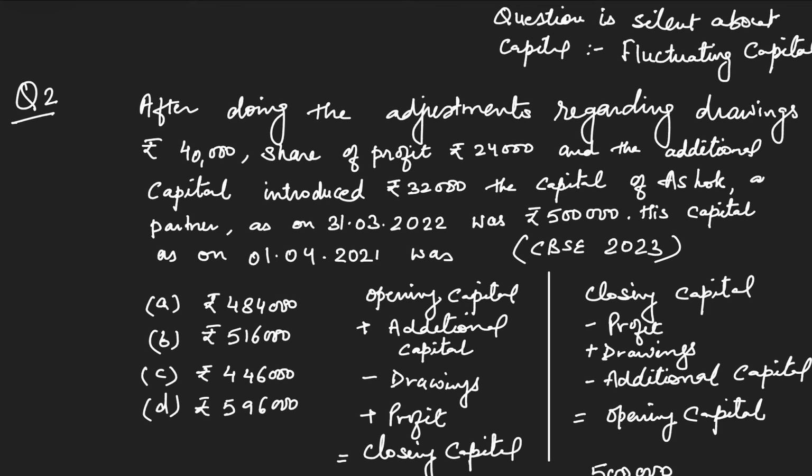So before moving on to calculate the opening capital, let's understand that whenever the opening capital is given in the question, we do various adjustments during the year. Like additional capital introduced during the year is added, drawings made during the year subtracted, and the profit earned during the year is being added. All these are the adjustments.